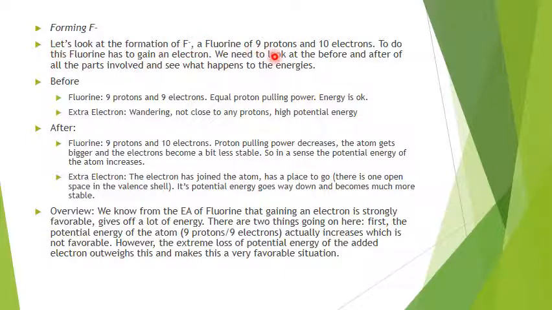So the fluorine has to gain electrons. So what we're going to do is look at before and after the parts and see what happens to their energies. Okay, before, fluorine gains an electron, has 9 protons, 9 electrons. There's an equal pulling power of 9 protons pulling on 9 electrons. And then, like I said, there's no reason why fluorine doesn't like to be that way. The key thing is this extra electron. This extra electron is floating around in space, wandering. It's not close to any protons, and because of that, it has high potential energy. It would lower its potential energy if it could get close to protons.